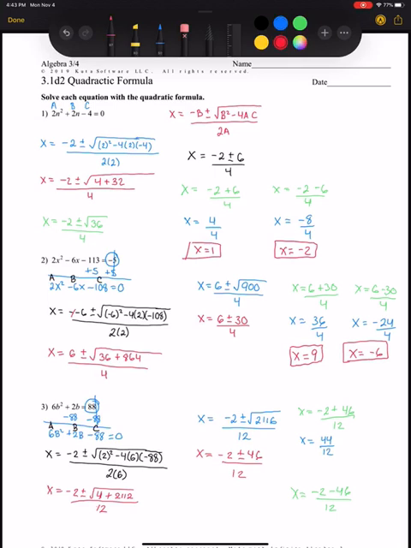I can't divide 44 by 12, but what I can do is reduce. I can divide both of these things by 4. 44 divided by 4 is 11. 12 divided by 4 is 3. That's as simple as that fraction is going to get. For this last equation, I have x equals negative 48 over 12, which is going to be negative 4. And that is how you solve quadratic equations using the quadratic formula.